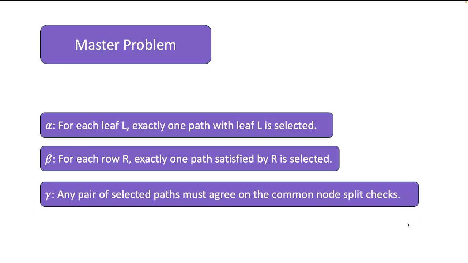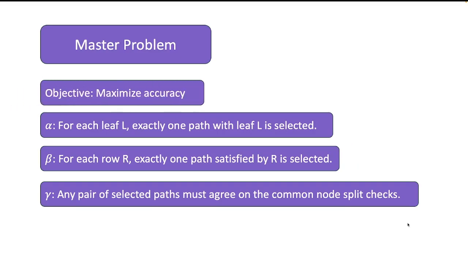The third and last constraint is that once we have one path selected for every leaf, they have some common nodes in between, and the paths that we have selected should agree on the common nodes. They should have the same split check assigned for that common node. So internally, the tree should be consistent. And these are all the constraints.